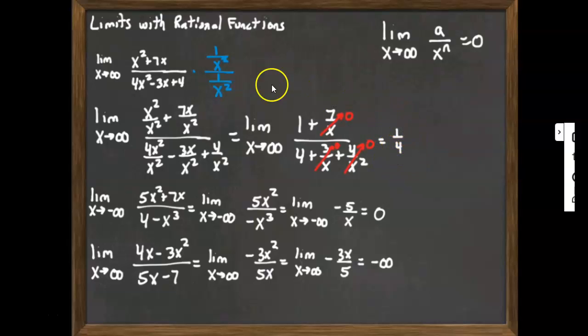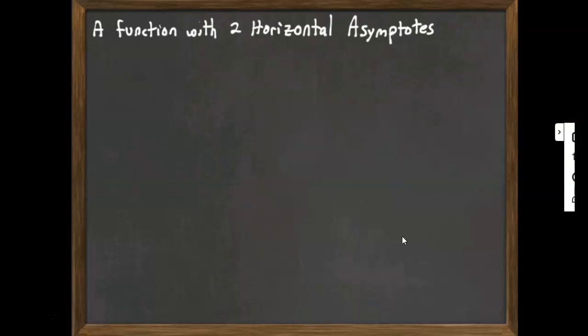So in the first case, this rational function here had a horizontal asymptote at 1/4. This one had a horizontal asymptote at 0. The last one did not have a horizontal asymptote at all. So most rational functions, in fact pretty much all rational functions, polynomial over polynomial, whatever the horizontal asymptote is from one side, it'll actually be approaching the same thing.